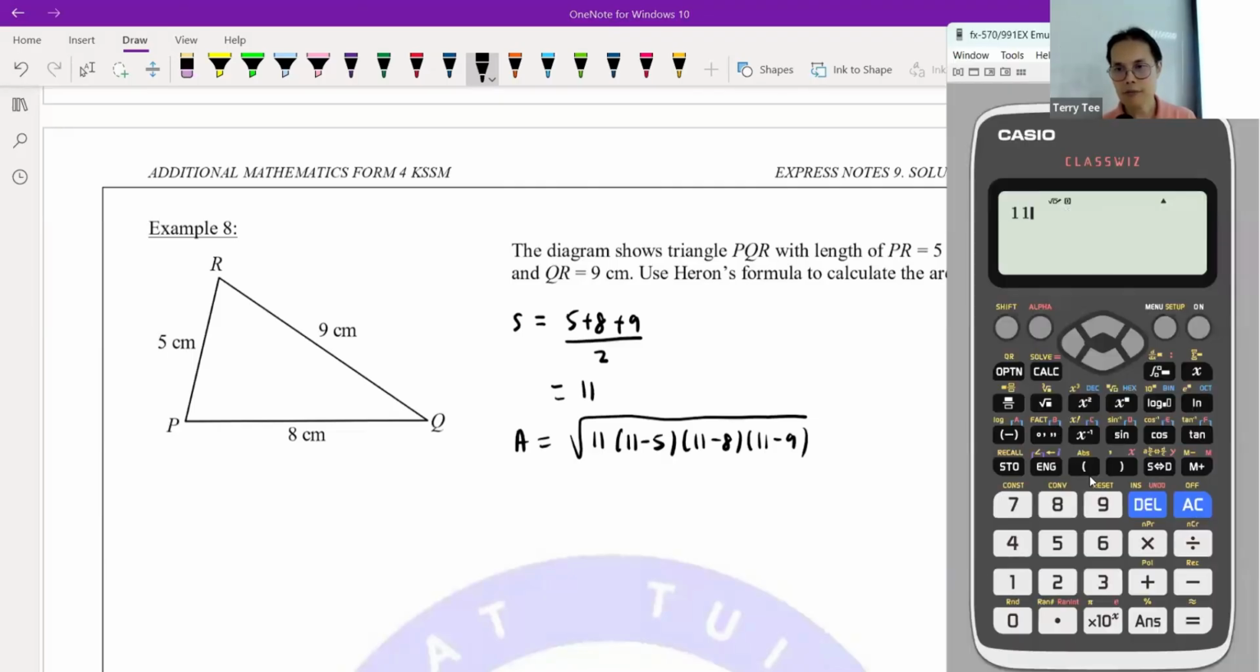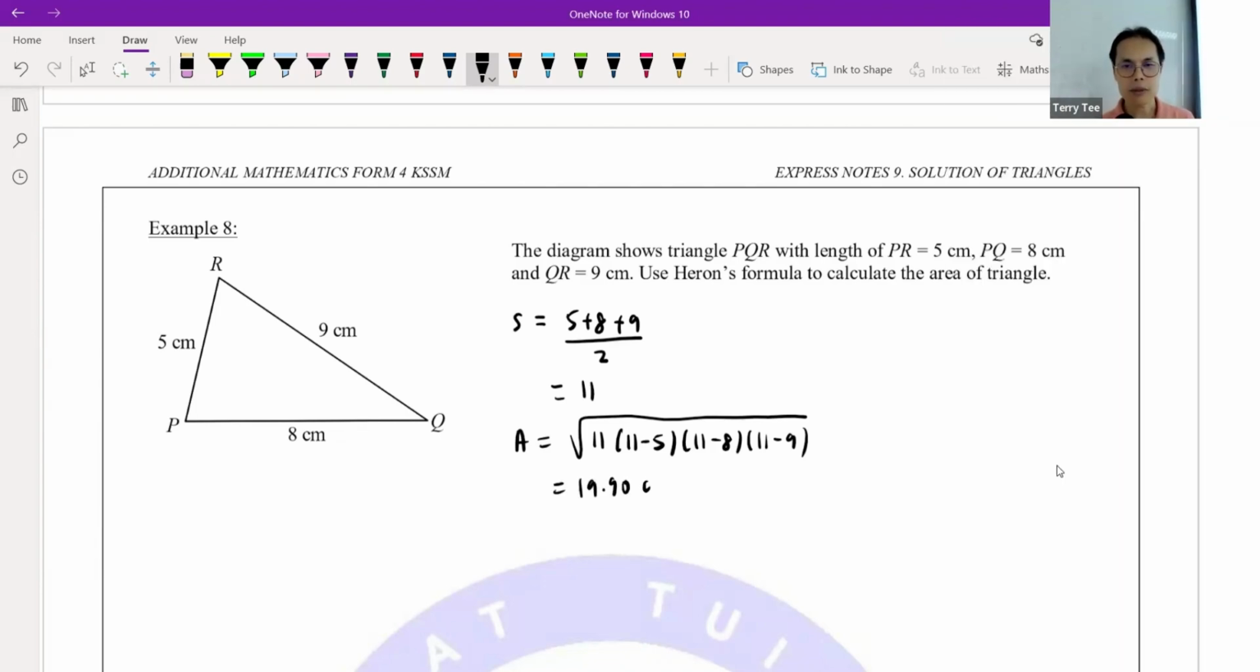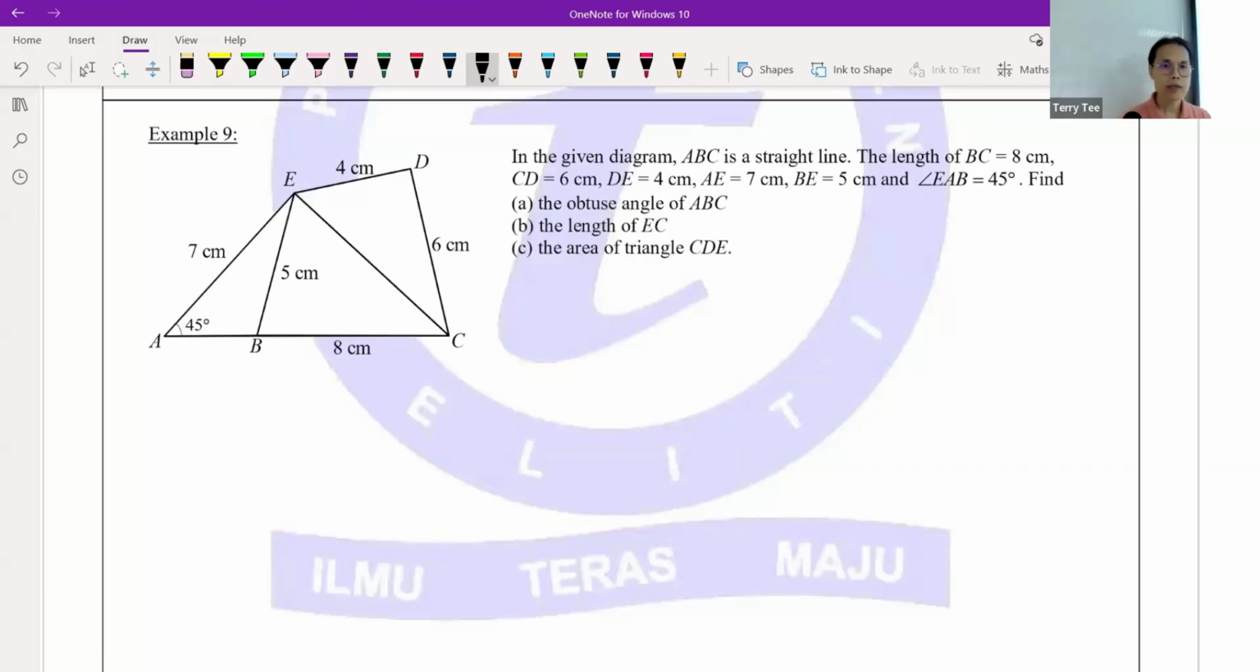We'll take 11, 11 minus 5, 11 minus 8, 11 minus 9. Whatever you get here, put a square root over the answer. You should get 19.90. Yeah, 19.90. So you combine all together, area of triangle with sine rule, cosine rule.